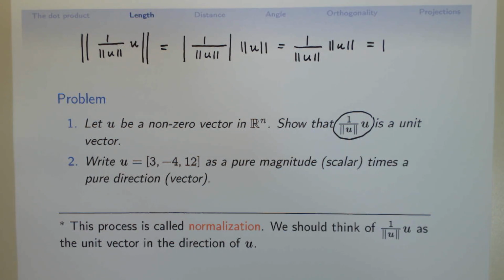Now that's an important idea, right? So if I want to create a unit vector that points in exactly the same direction as the vector u, I can just divide by or multiply by the reciprocal of the length of that vector. All right, now let's put that to use here in problem 2.